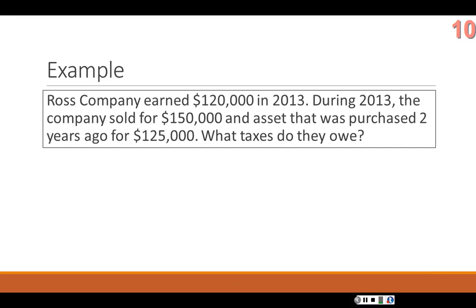Here's an example. Ross Company earned $120,000 in 2013. During 2013, the company sold for $150,000 an asset that was originally purchased for $125,000. So how much do they owe in taxes?